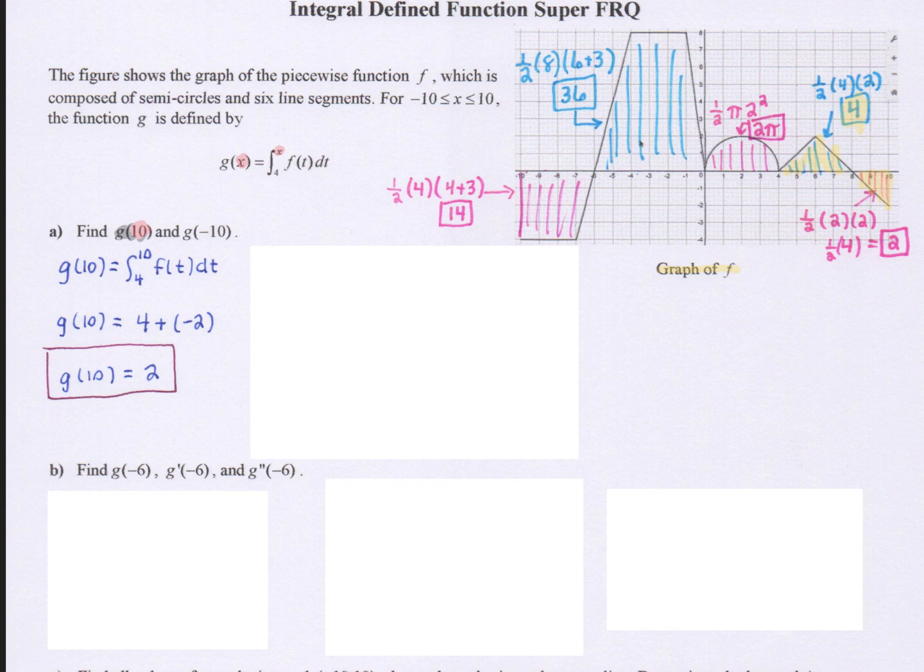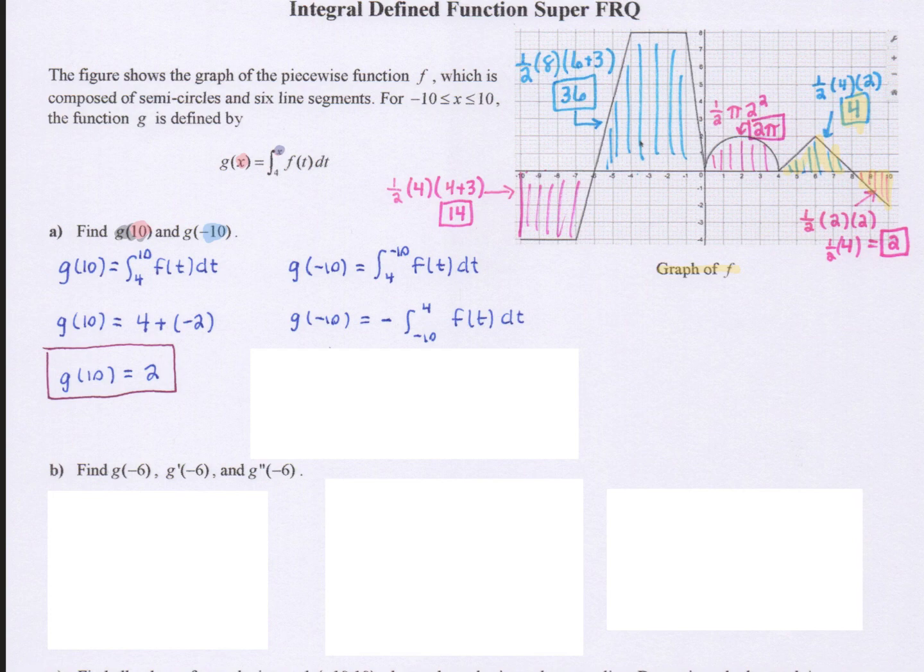When I do g of negative 10, it is the same idea. Where I see the x in my function, which is the upper limit, I'm going to replace that with a negative 10. When I take a look at this integral, I notice that my limits are reversed, but to get them in the correct order, which is to have that lower limit be the lower number, I just introduce a negative in front, and then it's just what I did before.